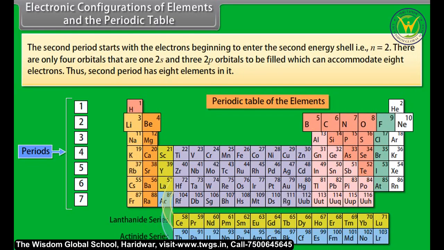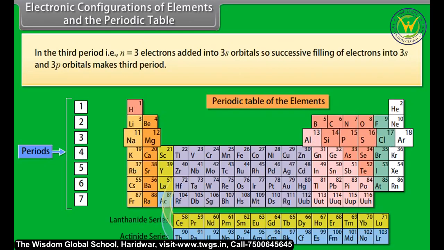The second period starts with electrons beginning to enter the second energy shell, that is, n equals 2. There are only 4 orbitals, that is 1 2s and 3 2p orbitals, to be filled, which can accommodate 8 electrons. Thus, the second period has 8 elements in it. In the third period, that is, n equals 3, electrons are added into 3s orbitals. So, successive filling of electrons into 3s and 3p orbitals makes the third period.